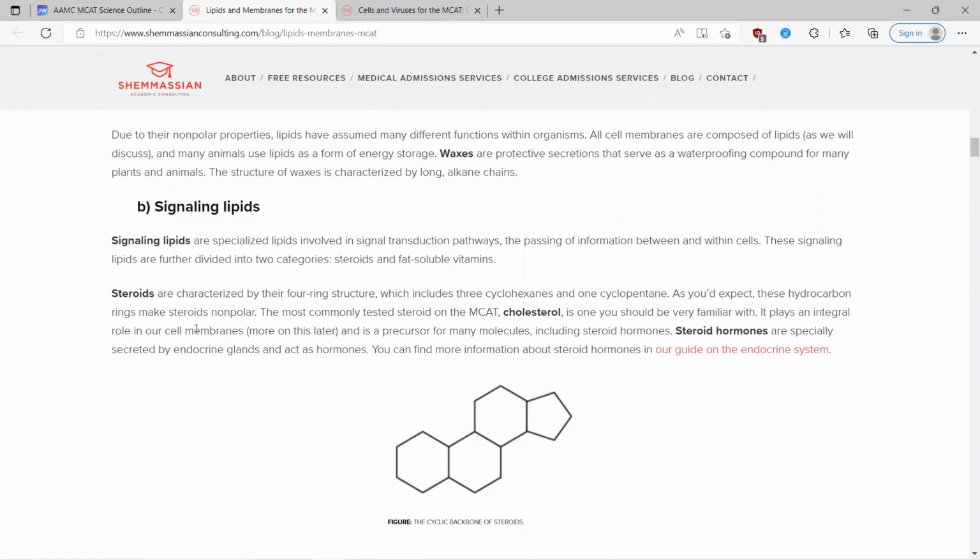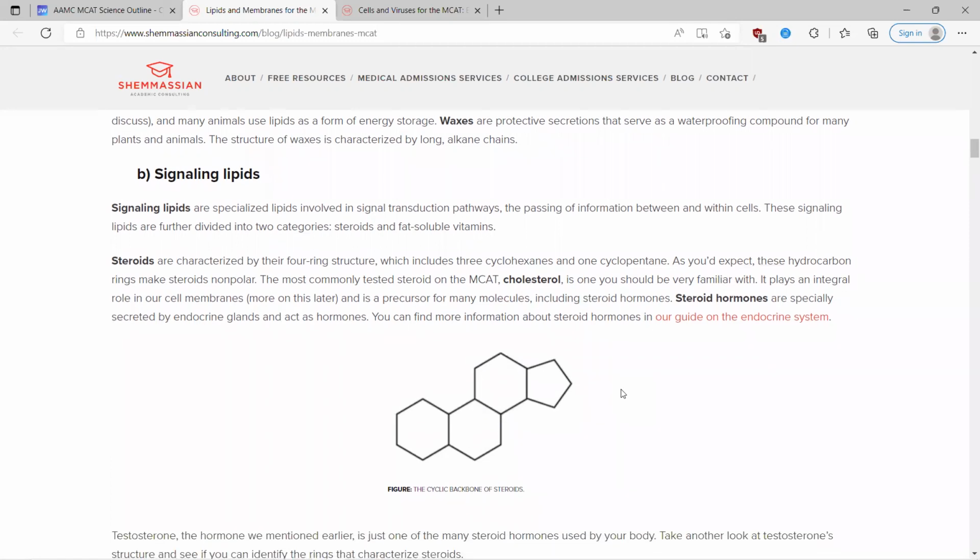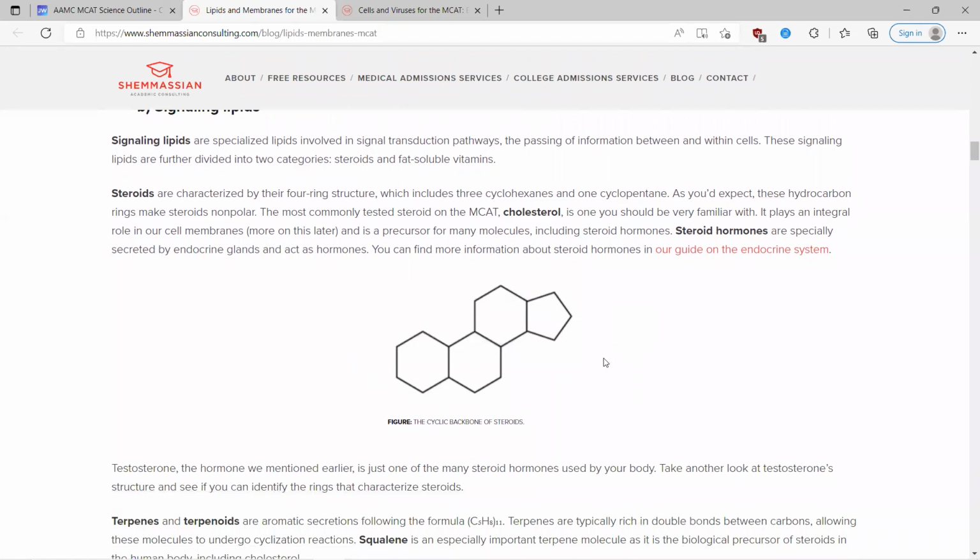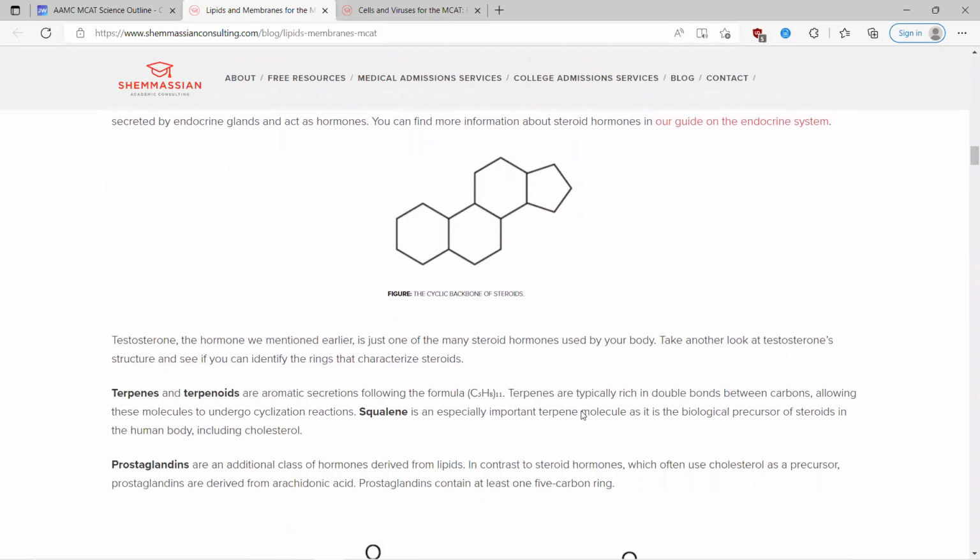Why? Because it's a huge part of the membrane, and we're going to talk about that. So steroid hormones are secreted by endocrine glands, and they act as hormones, and we're going to talk about that more when we cover anatomy and systems and the endocrine system. But this is basically the template of what a steroid looks like.